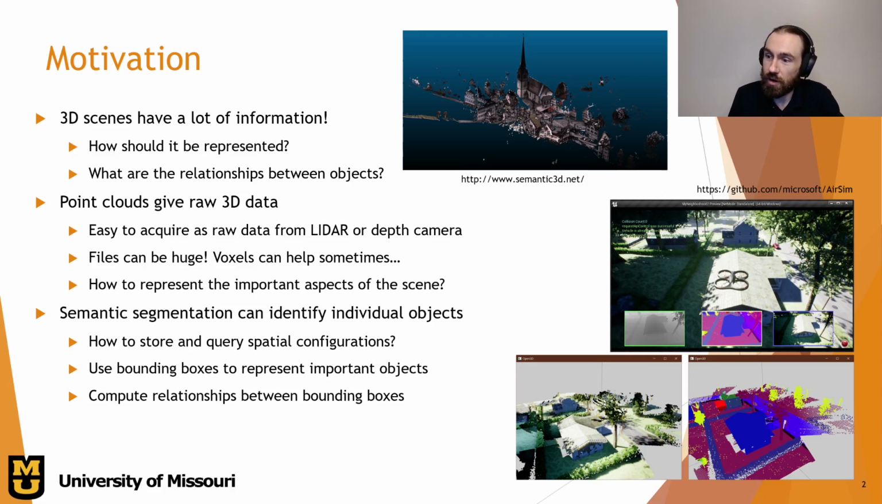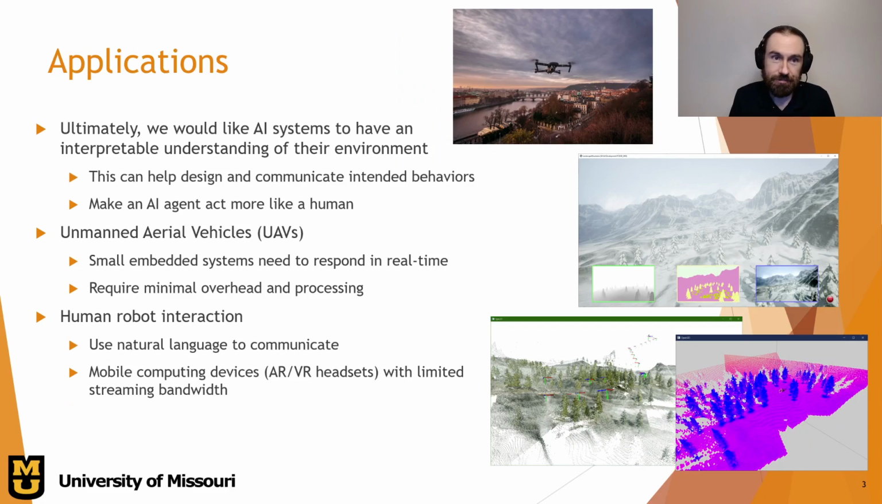So one of the ways that we can do that is using simulation, just to capture a simulated environment so that we know exactly where these objects are. And so we don't have to worry about the semantic segmentation part. We can focus only on the idea of what is the spatial relationships between objects in a 3D scene. And that's really the focus of the talk today.